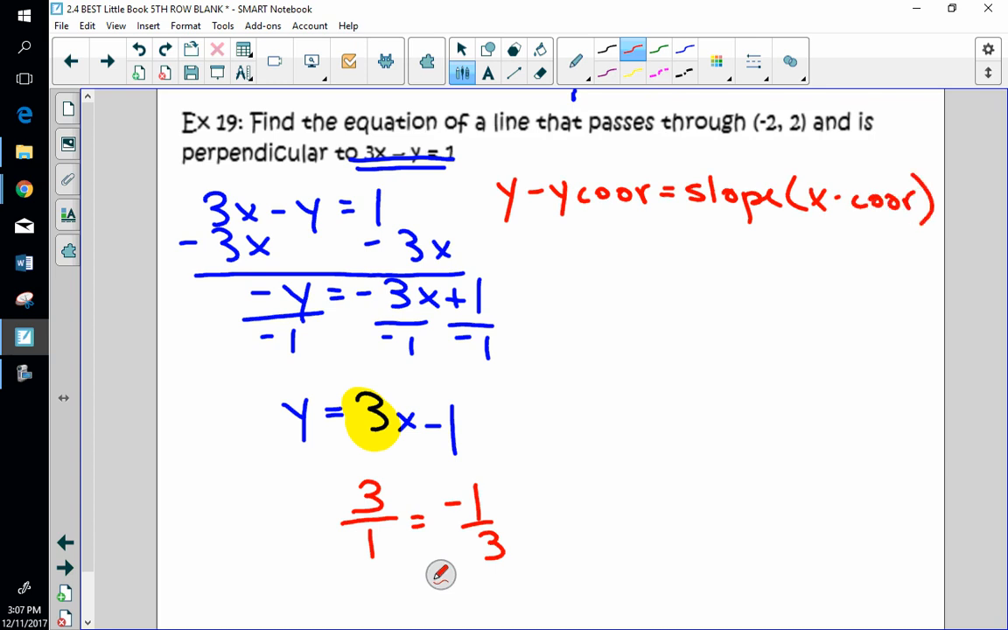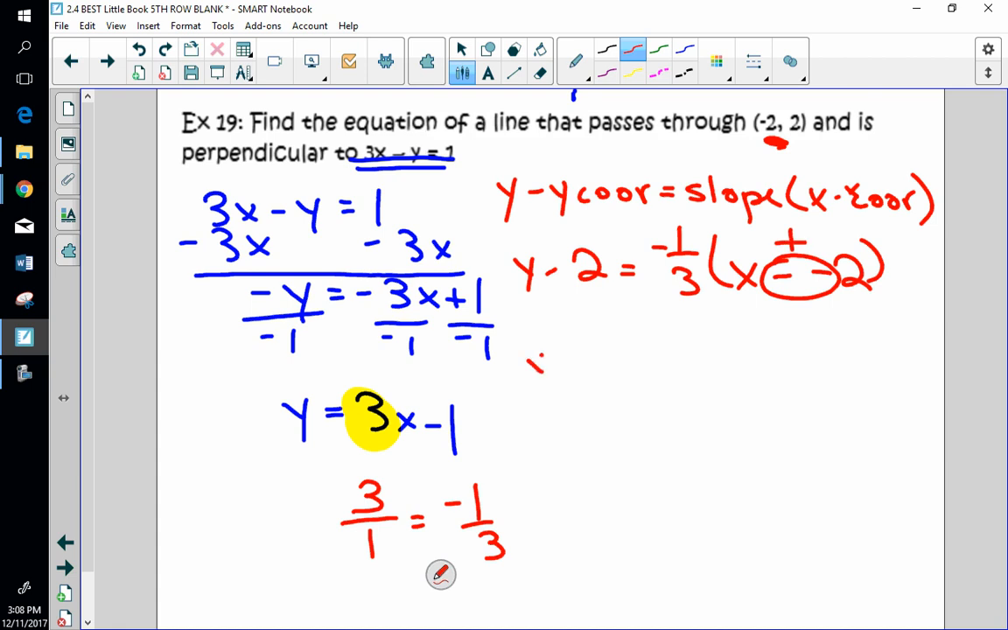So I'm doing y minus y-coordinate is equal to slope times x minus x-coordinate. So I start with y minus 2, because that's my y-coordinate. My slope was -1/3, and x minus, be careful, -2. My x-coordinate was -2, so make sure it's minus -2, because that turns into x plus 2. Then I'm going to recopy my y minus 2 equals. I'm going to distribute my -1/3. I get -1/3 x minus 2/3.